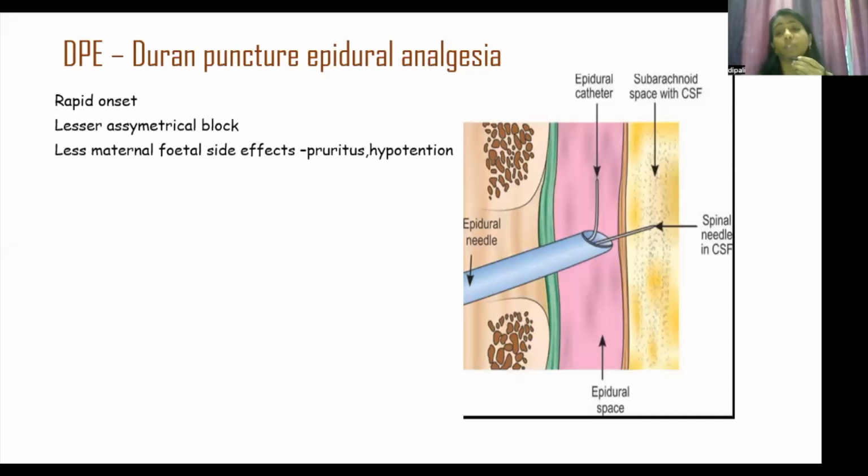a spinal needle. So we do not give any drug in the spinal subarachnoid space, but we inject the drug in the epidural space. So it slowly diffuses into the subarachnoid space because of the puncture in the dura. It gives a rapid onset analgesia. It gives more of a symmetrical block and has fewer maternal and fetal side effects.